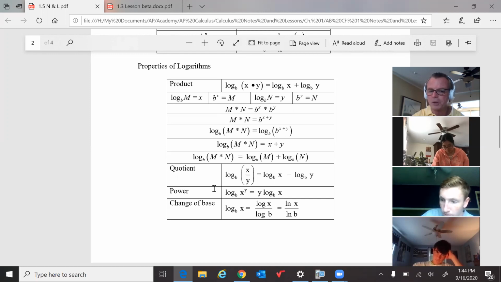And then this is the property you would use most often, the power property. So if I have this thing, you can rewrite the exponent as a coefficient in front of the logarithm. And that's what we did in 1.3, even though we hadn't gotten to it in this book.